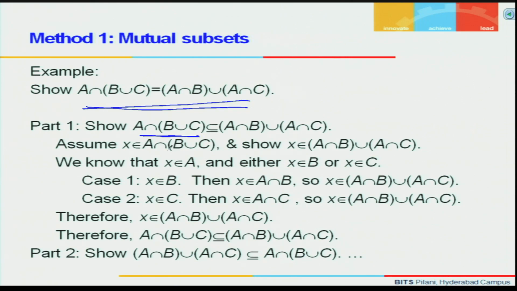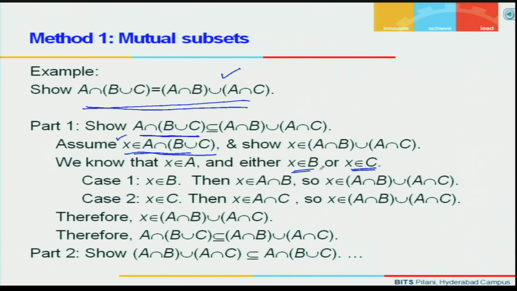We will just take one simple portion. We will take an element from the left hand side portion and then show this element x is going to be there on the right hand set also. When we know x belongs to A and x belongs to B union C, it means that x is in A and either x is in B or x is in C. This is what exactly it means when I say that x belongs to A intersection B union C.